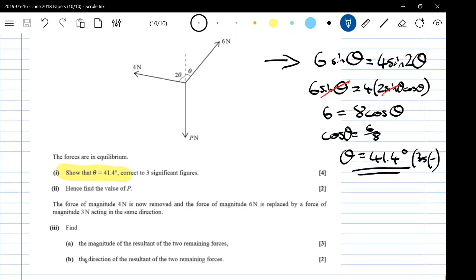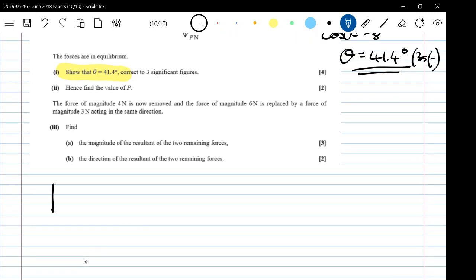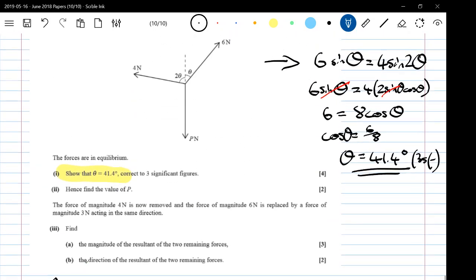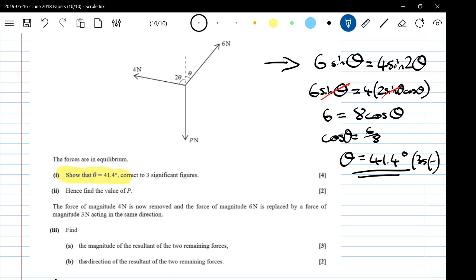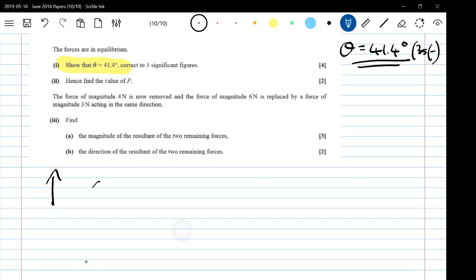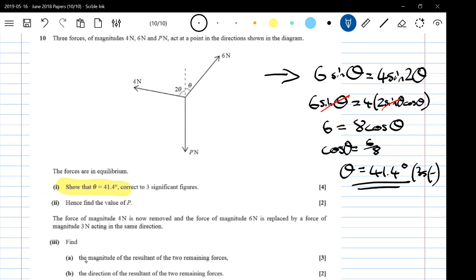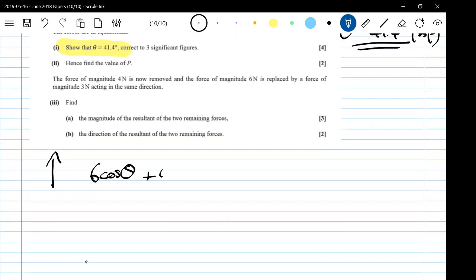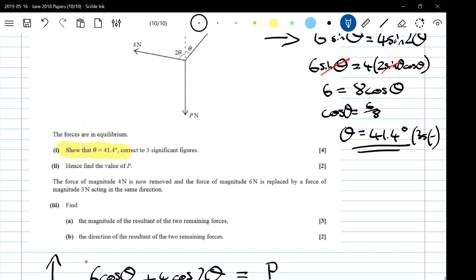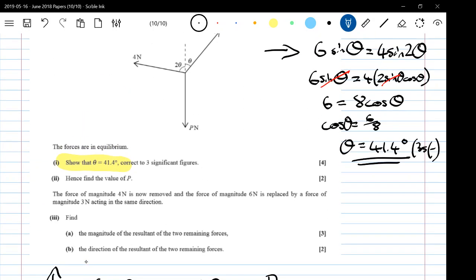We now know what theta is, so if we resolve vertically now, then we should be able to work out what P is. If we resolve vertically, we've got 6 cos theta plus 4 cos 2 theta, and that's equal to P, because P is the only force that's acting down, so minus P equals 0.